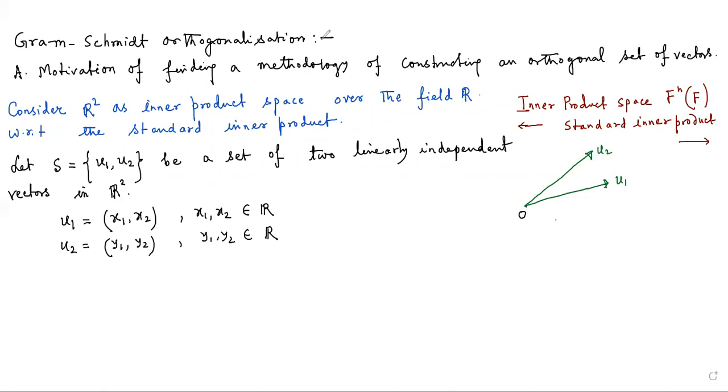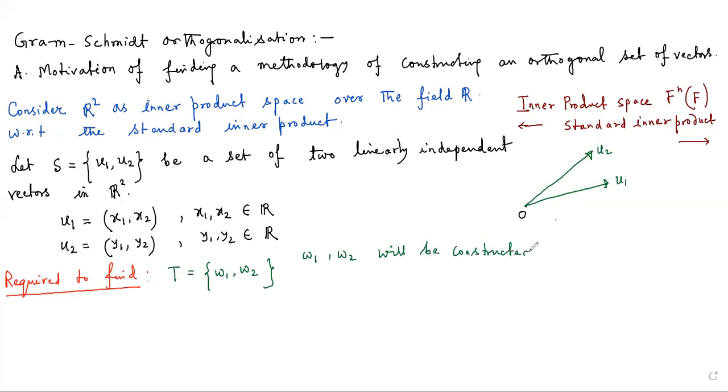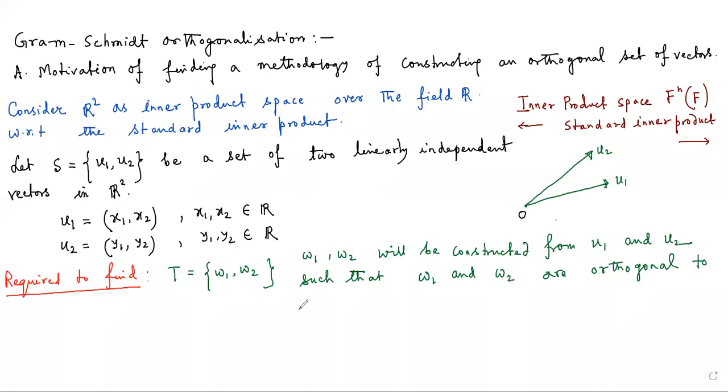What am I supposed to find? So let me write it out. Required to find a set T containing some other vectors W1 and W2, which can be constructed from the vectors U1 and U2, such that W1 and W2 are orthogonal to each other, to one another.